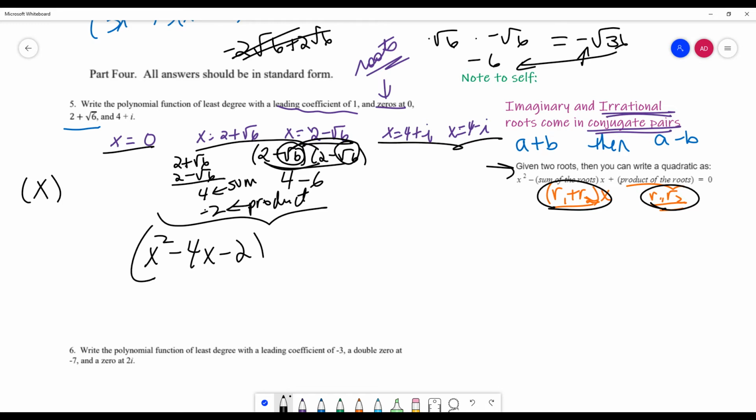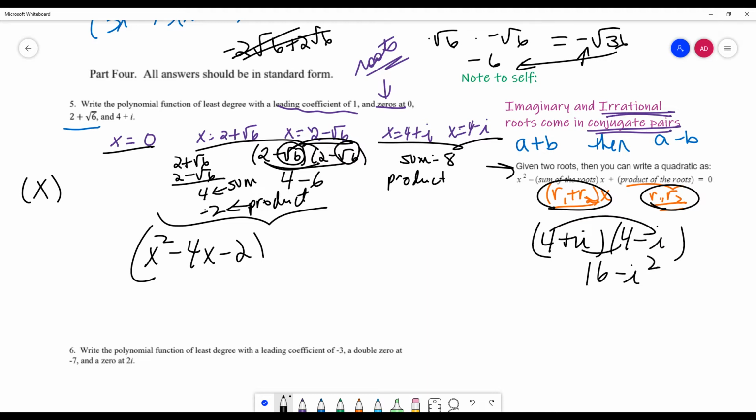Same idea for this one. Find the sum. The sum of these two roots is going to be 8. And then, of course, find the product. Ooh, this is getting a little sloppy. Sorry about that. The product would be 4 plus i times 4 minus i, which is 16 minus i squared, because the outer and the inner will cancel. And I get 16 minus a negative 1, which of course you know is 17. I know that was a lot of work, but sometimes we just need to see those steps. So this becomes x squared minus 8x plus 17. And don't forget, I still have the x over here.